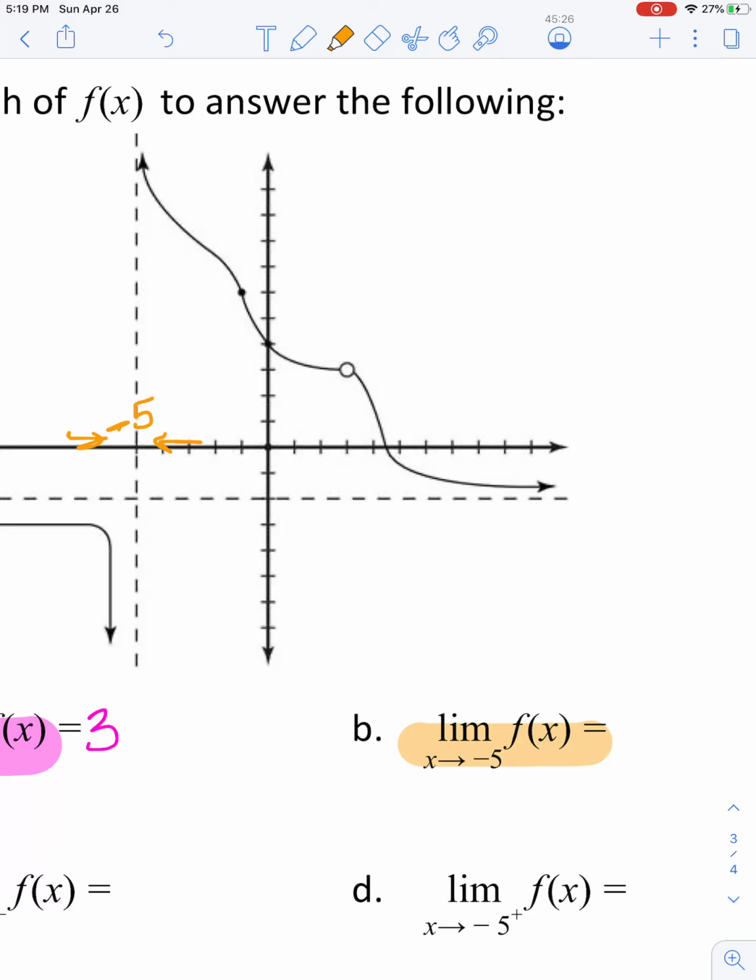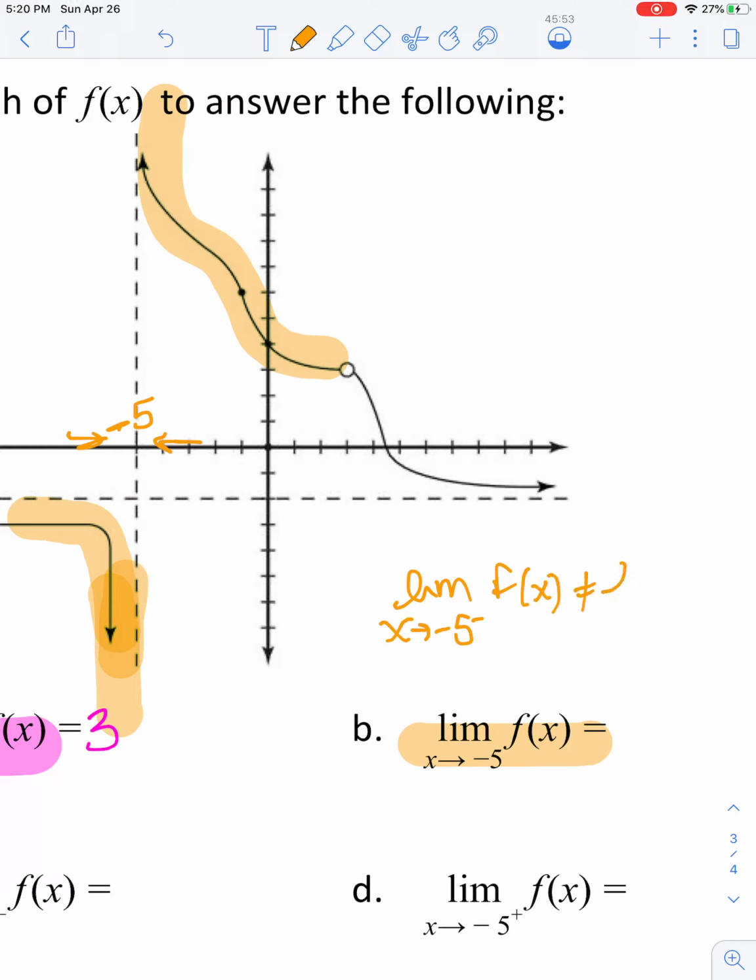So if we trace our function as it comes to x equals -5 from the left, we see that it's trending off towards -infinity. And if we trace from the right, we see that it's trending up towards +infinity. And if you'll notice, those are not the same, right? So here we have a situation where the limit as x approaches -5 from the left of f of x does not equal the limit as x approaches -5 from the right of f of x. Again, because we're going in two different directions, +infinity and -infinity, we say that this limit does not exist.